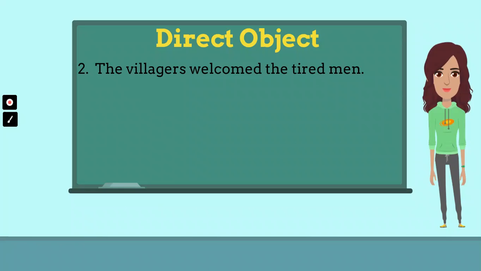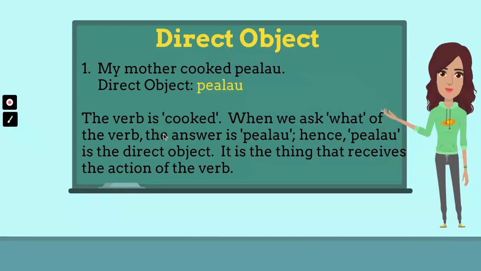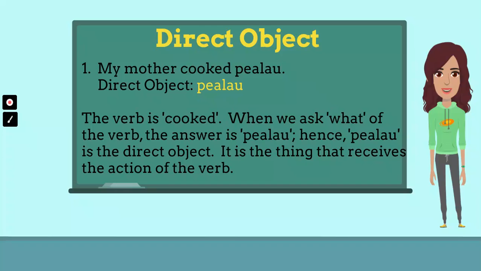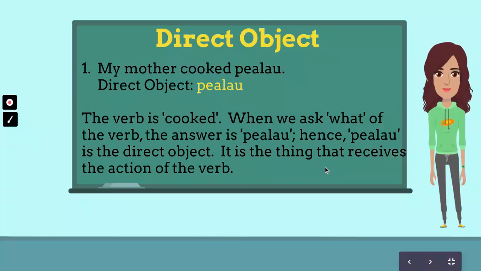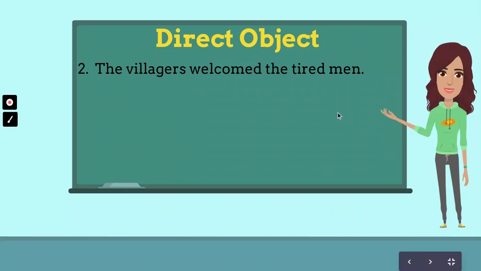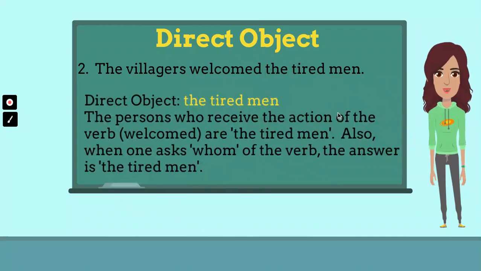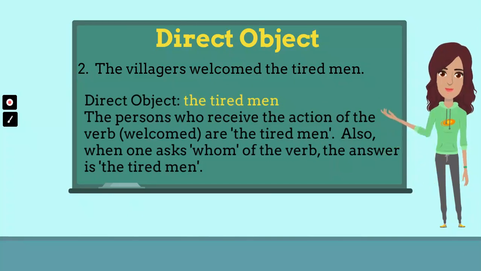Welcomed whom? The answer that you get is the direct object. So the direct object here is the tired men. So the tired men, they are the ones who received the action of the verb. They are the ones who received the welcoming, hence the direct object.